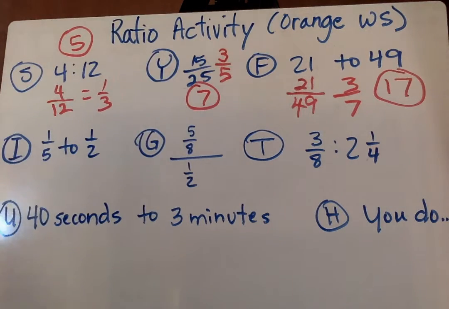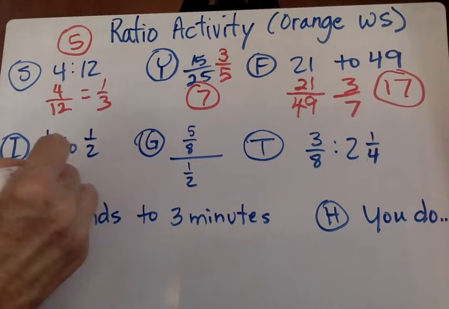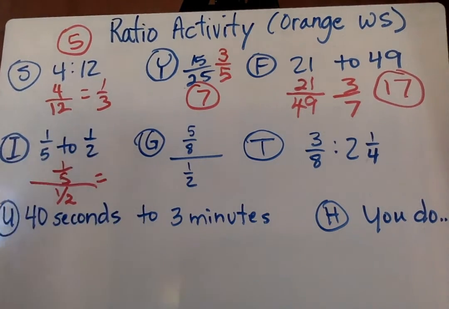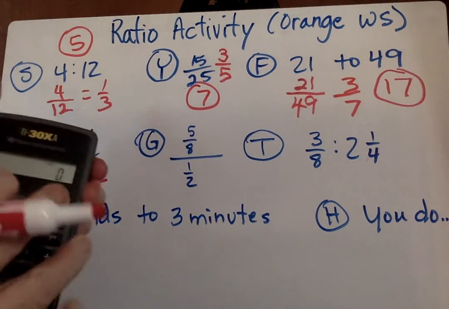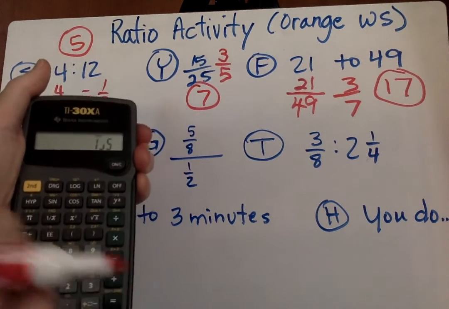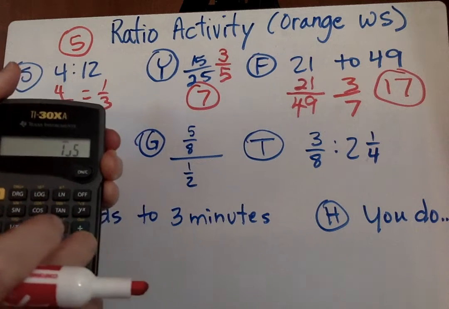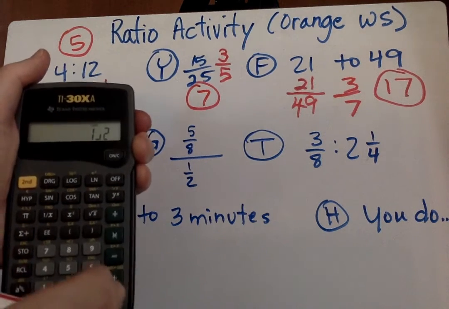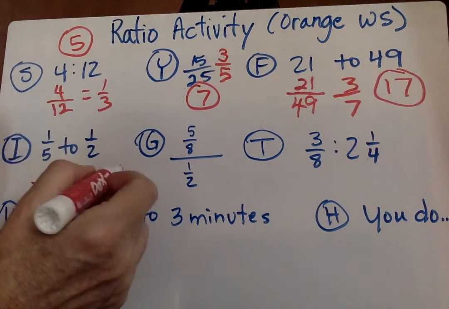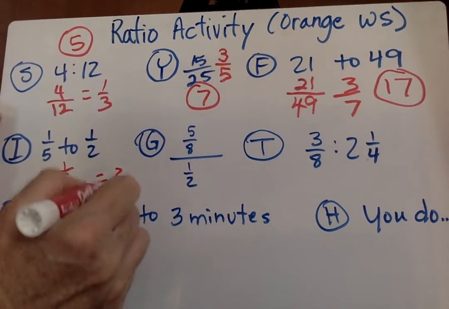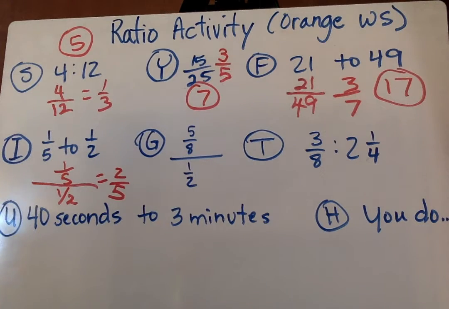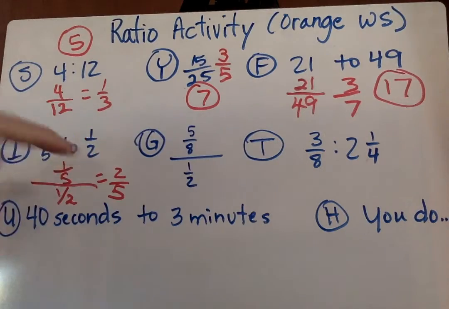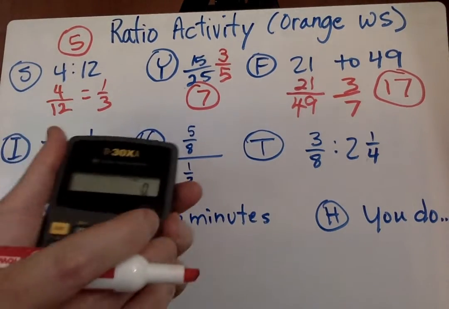Okay. So 1/5 to 1/2. And you just take your handy dandy calculator, 1 ABC 5, and then I'm going to put divided by 1 ABC 2. 2/5. And find that on your paper. Okay, so this one again, you would just divide. This one, put 3/8. I'm going to go ahead and do T. I'll let you do G on your own.